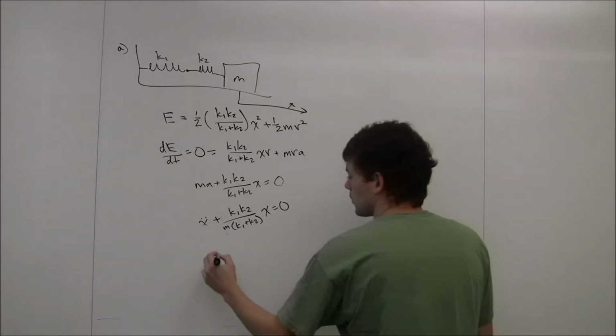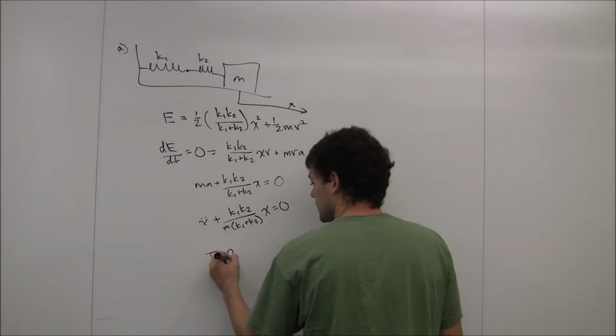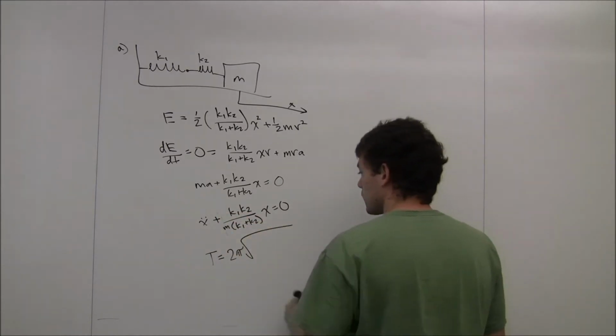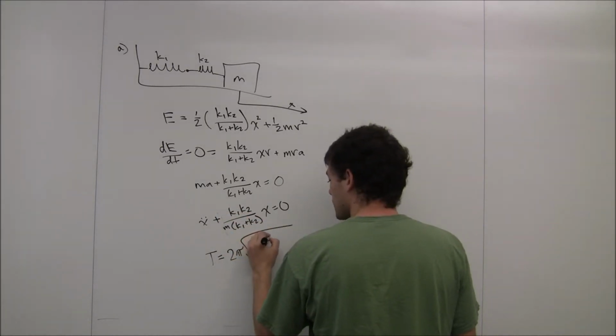And of course, we know that we can find the period by simply taking 2 pi times the square root of the inverse of this coefficient, which is m times K1 plus K2 over K1 times K2.